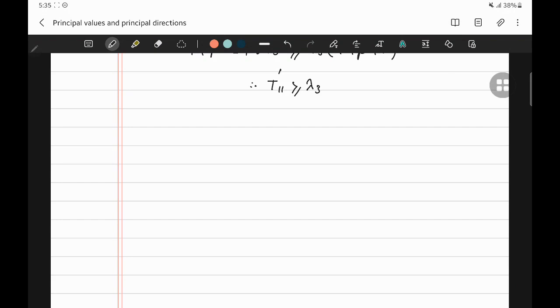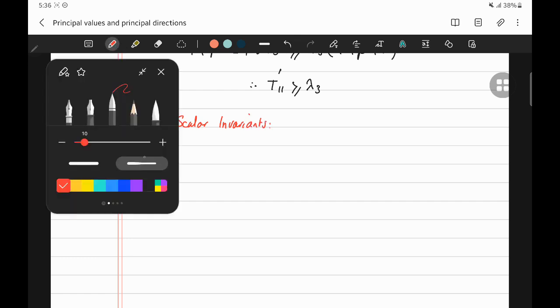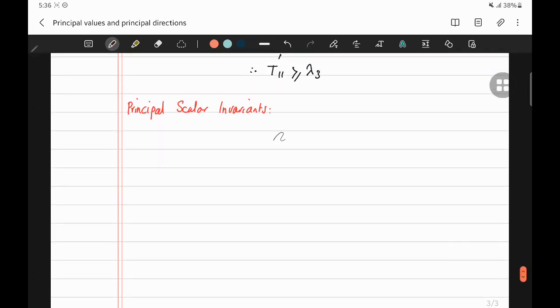So the last topic is the principal invariants, the principal scalar invariants. And as you remember, we already said that if you have T n = lambda n, we said that you can rewrite this as (T minus lambda I) n is equal to 0. And this actually gave you the determinant of this tensor here, the characteristic equation.